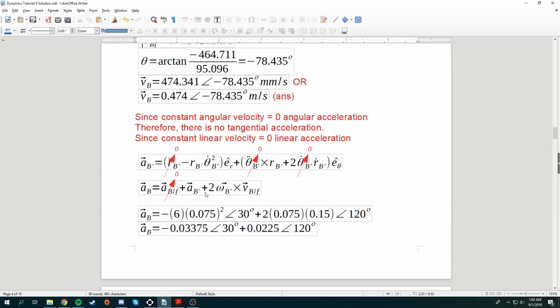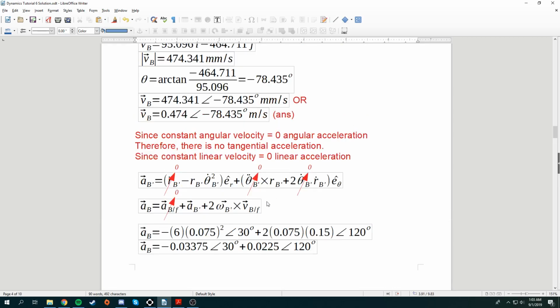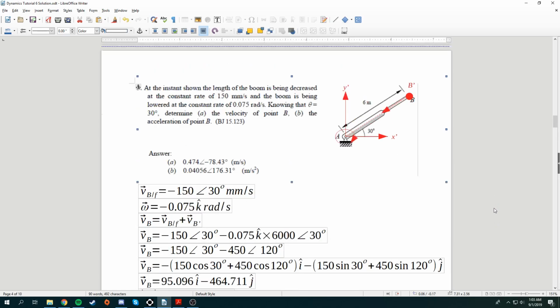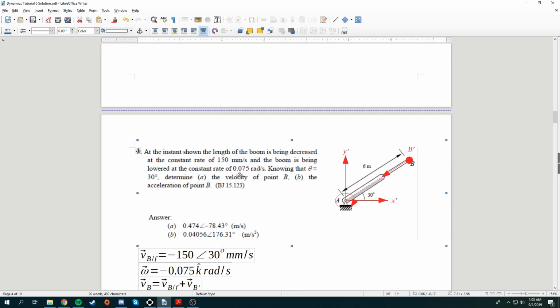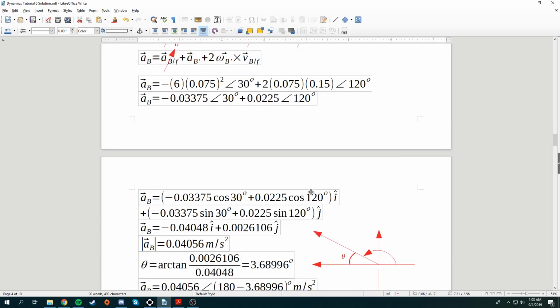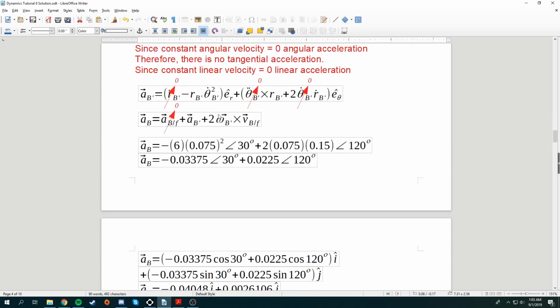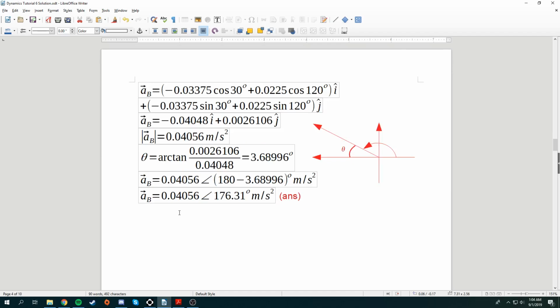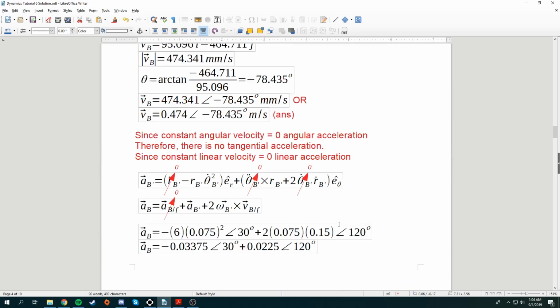So what is omega and what is velocity? It's all given to you, because you are given the linear velocity and angular velocity. So very simply, you can find out the Coriolis acceleration. Just put it in. So omega cross the velocity vector is in the 120 degree direction. Alright. So very simply you can find out the acceleration of B, and the acceleration of B will be 0.04056 in a 176.31 degrees direction. Alright, so that's the answer for the acceleration of B, and that's the answer for question 3.